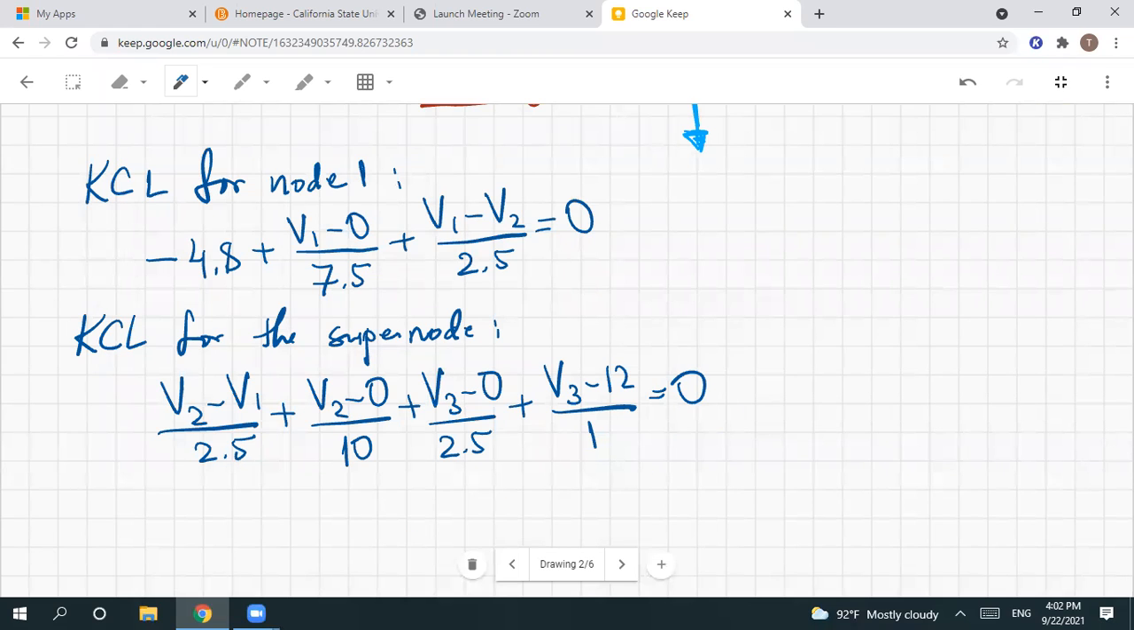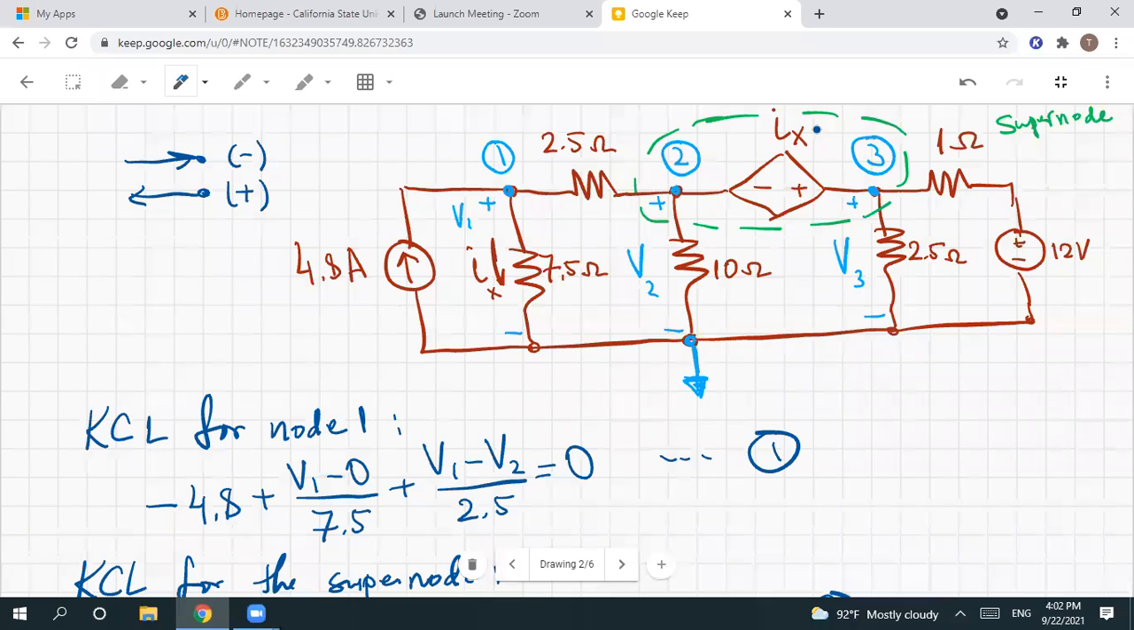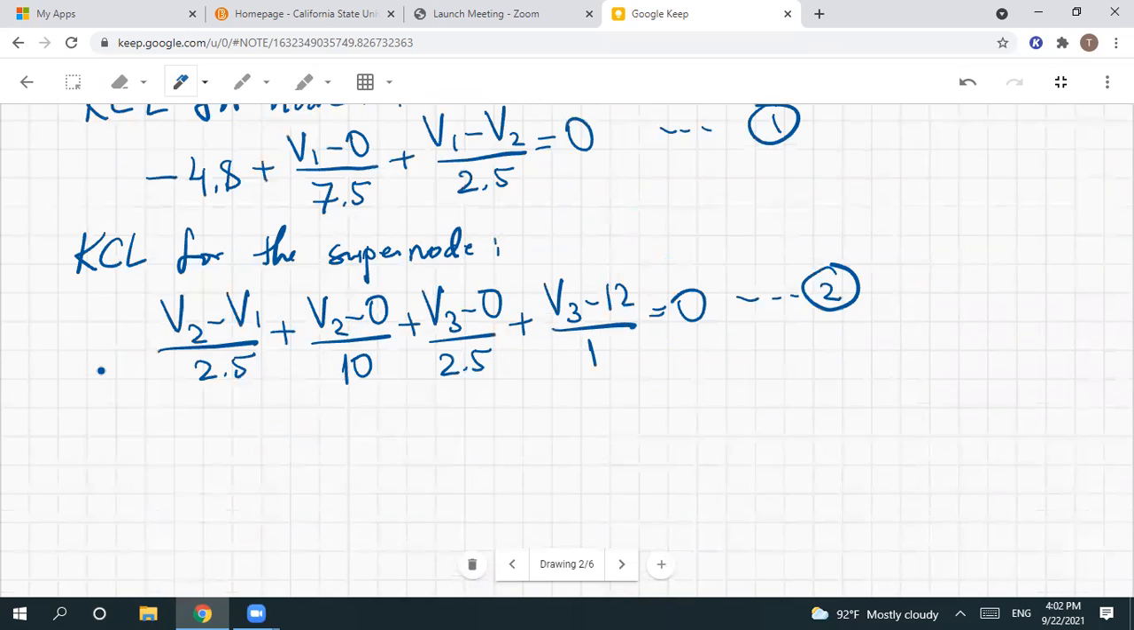So this will be my first equation. This will be my second equation. But how many unknowns we have in these equations? How many unknowns? 3, which are V1, V2, and V3. And we have only 2 equations. So the third equation, you get it from inside the supernode. So always, if you have a supernode, the third equation, you get it from inside the supernode.